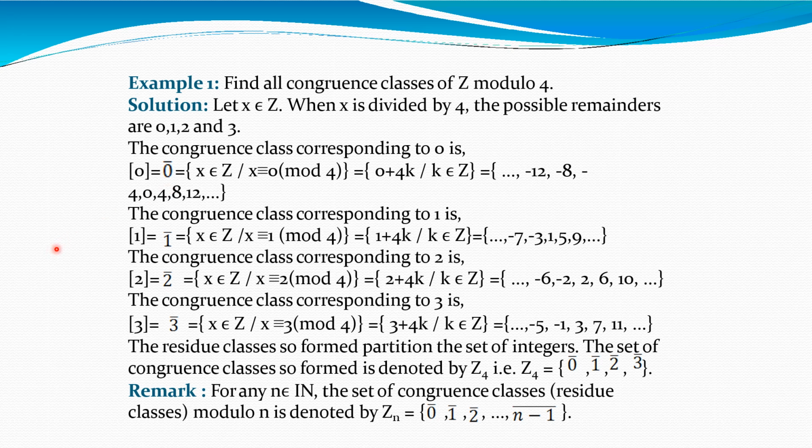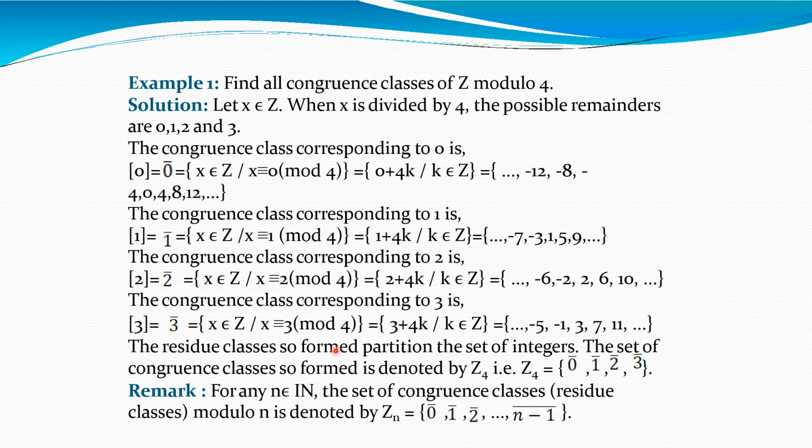Similarly, the congruence class corresponding to 1 is {x in Z such that x is congruent to 1 modulo 4}, which means 4 divides x minus 1. So x is 1 plus 4k. Again, by taking different integer values of k, we get this as the congruence class corresponding to 1. Similarly, we can find the classes for 2 and for 3. If you consider the next number, that is 4, then we get the same class as 0. Again for 5, same as 1. For 6, same as 2, and so on.